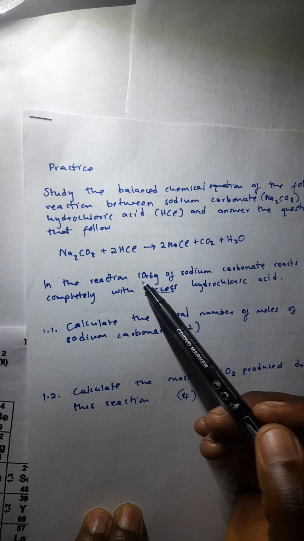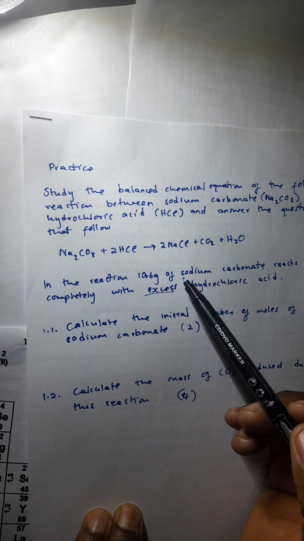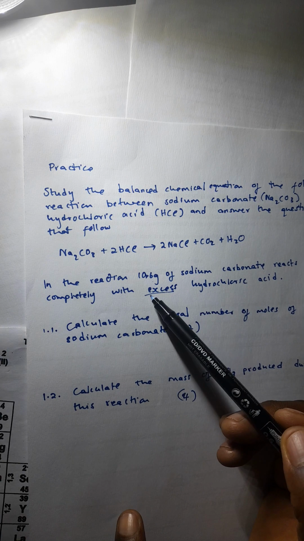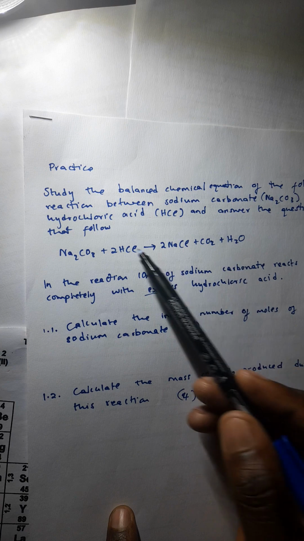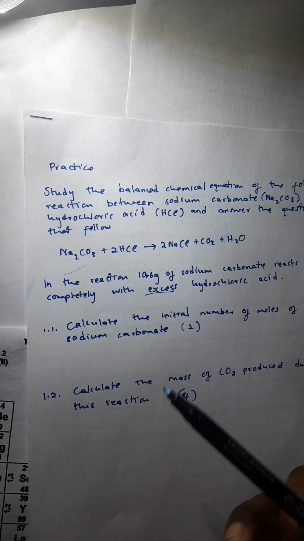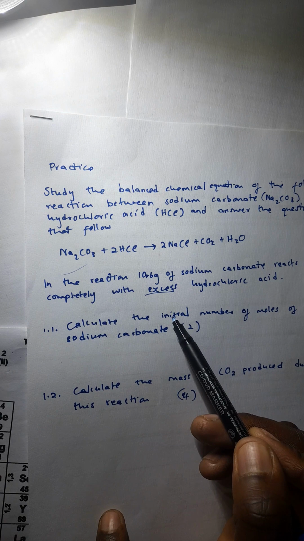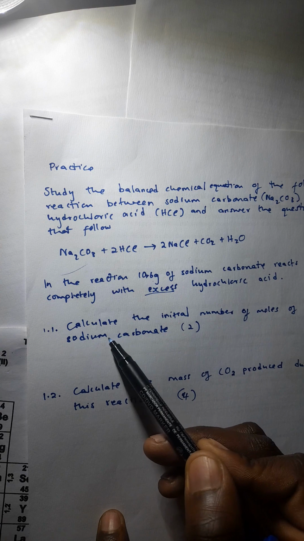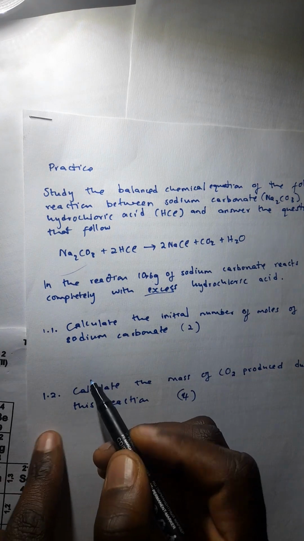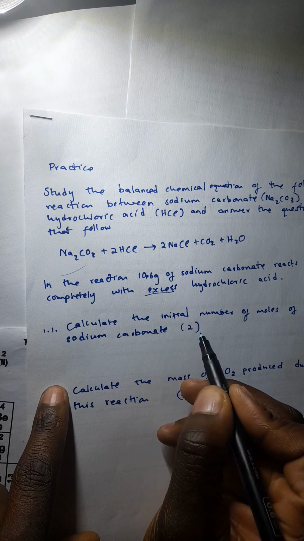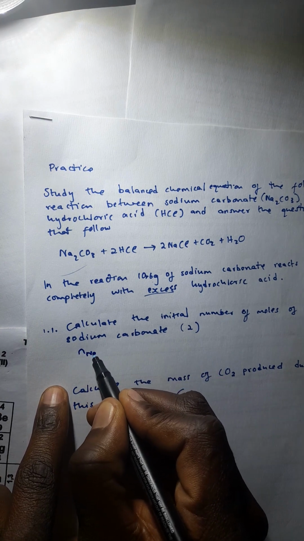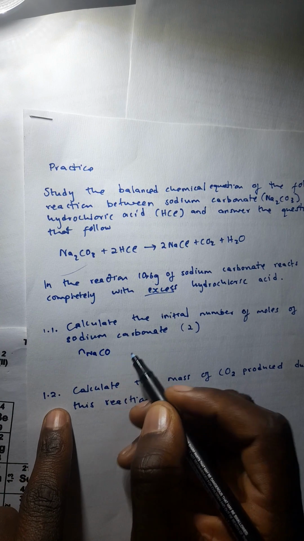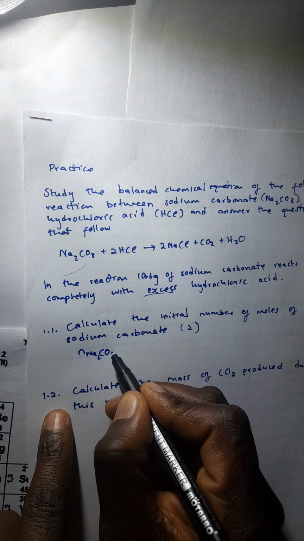Now, in the reaction, you are told 10.6 grams of sodium carbonate reacts completely, so it's finished, with excess hydrochloric acid. So all of this sodium carbonate will react. It's a limiting reagent. Question 1.1: calculate the initial number of moles of sodium carbonate. Can I use this space here? Now we are looking for the number of moles of sodium carbonate. Remember, okay, power went off. I hope you can still see the sodium carbonate.